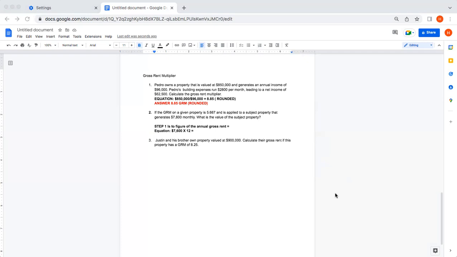7,600 times 12. This property was producing $91,200 a year. That's a pretty nice property if they can manage it right. So that's the equation per year of gross rents.